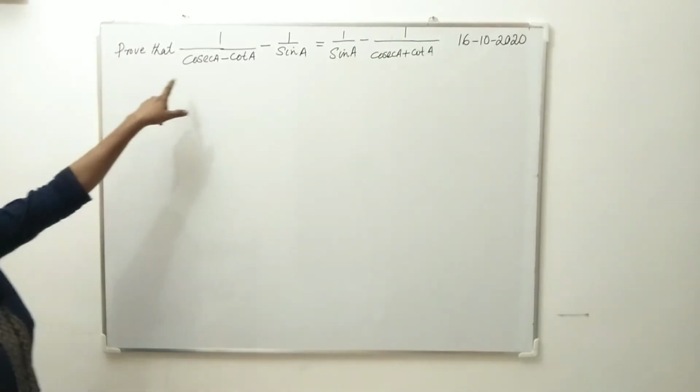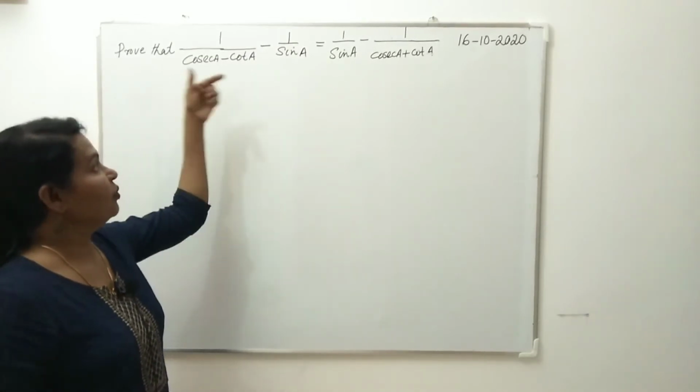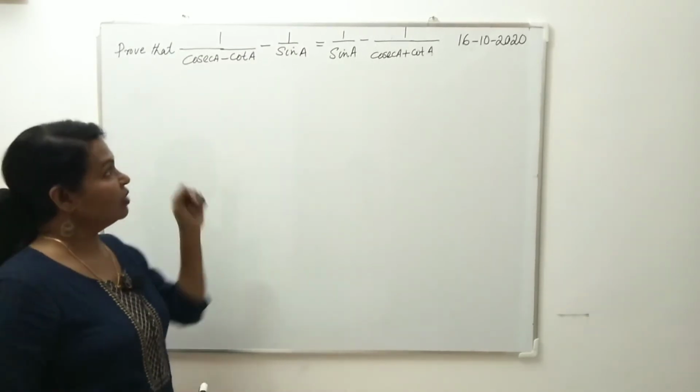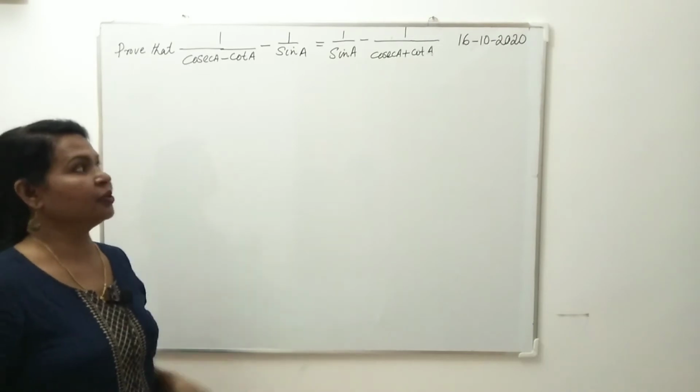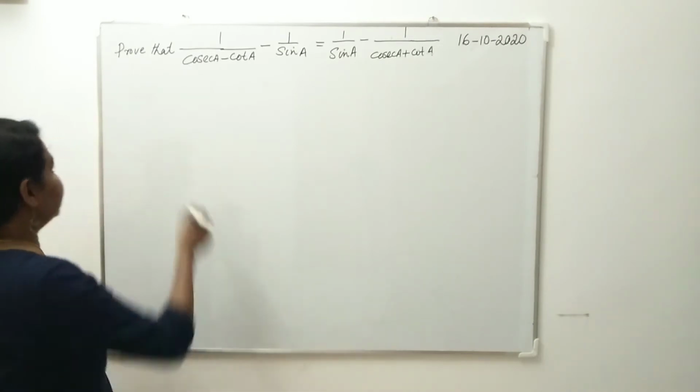Prove that 1 divided by cosec A minus cot A minus 1 divided by sin A equals 1 divided by sin A minus 1 divided by cosec A plus cot A. So first we can take the LHS.